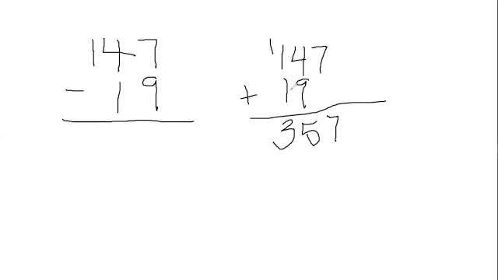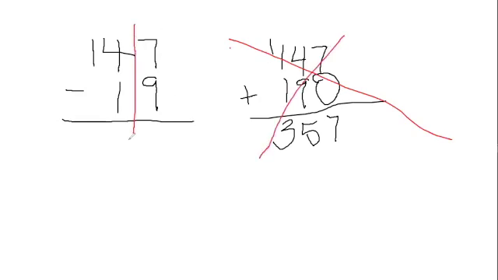The way that this is written, 147 plus 19, what this is actually saying is 147 plus 190. The way it is written is telling me that this bottom number is 190, not 19. And the number is 19. So we need to be really, really careful that we are lining up our numbers in their correct place value.